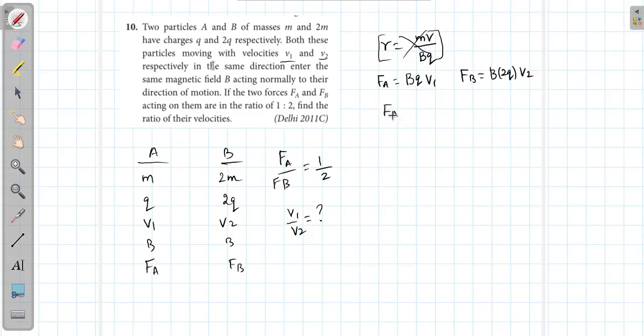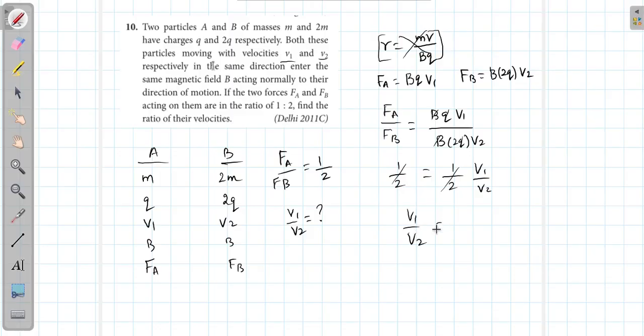The ratio FA divided by FB equals BQ V1 divided by B 2Q V2. So Q and B all get cancelled. FA divided by FB is 1 by 2, and here also we have 1 by 2 times V1 by V2. So the factors get cancelled, and V1 is equal to V2, the ratio is 1 by 1. So for this question, we don't need to worry about the circular track, because the information about the radius is missing here.